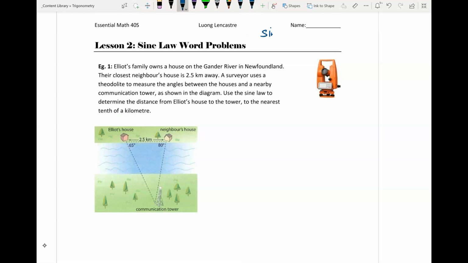which is sine A over a, where the large A is an angle and the small a is a side. This equals sine B over b, which should also be equal to sine C over c. And we would usually just use two pairs using the sine law. So for example, I could be using sine A over a is equal to sine B over b, or I could also be using sine B over b is equal to sine C over c, or sine A over a is equal to sine C over c.